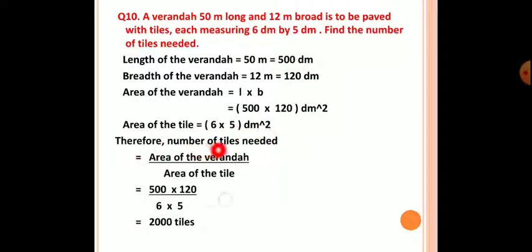Therefore number of tiles needed is area of the veranda divided by the area of the tile. So 500 into 120 divided by 6 into 5. If we cancel this, we'll get 2000 tiles. So number of tiles required to lay in the veranda is 2000 tiles. Moving on to the next question.